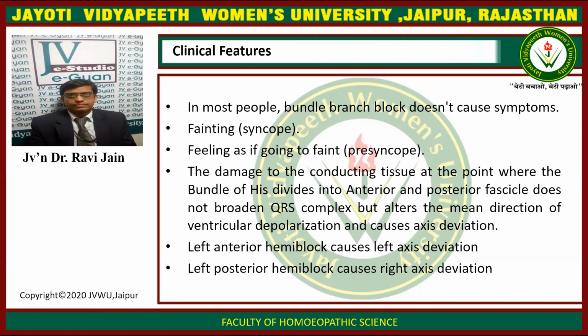You will find fainting, syncope, feeling as if he's going to faint, that is pre-syncope, and axis deviation in the ECG. There are two types of axis deviation we find: left anterior hemiblock that causes left axis deviation, and left posterior hemiblock that causes right axis deviation.